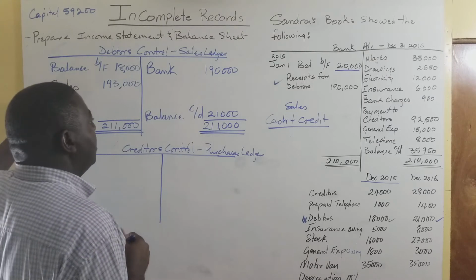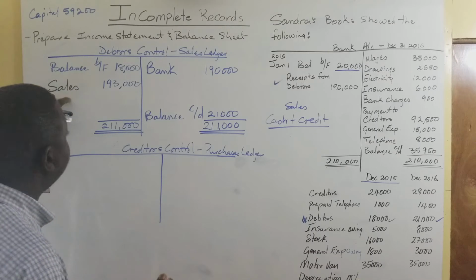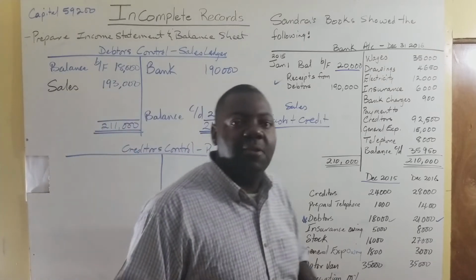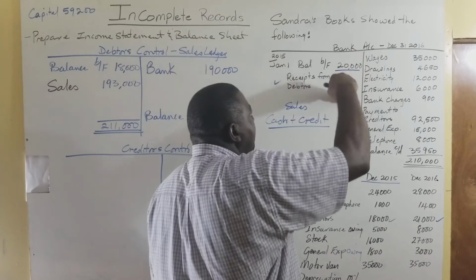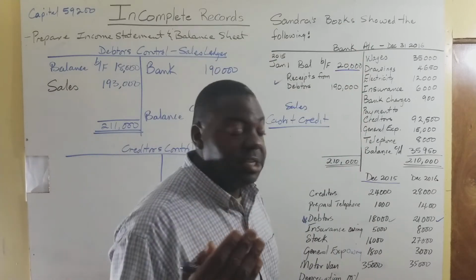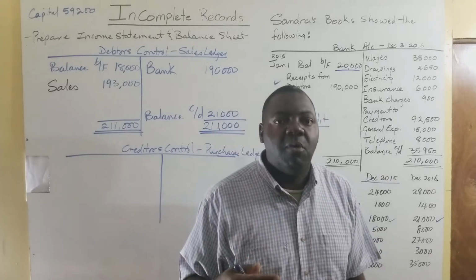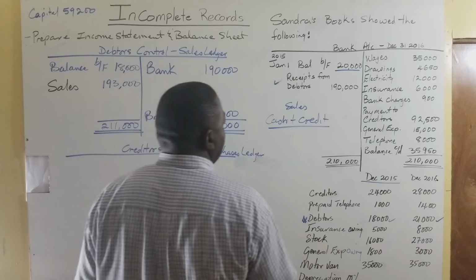So there are situations where you have worked out this credit sales figure and they indicate that the business also had some cash sales. The cash sales may be in the bank account or in the cash account, or the amount may be stated in a note form. You would add both to give you the total sales. All right.